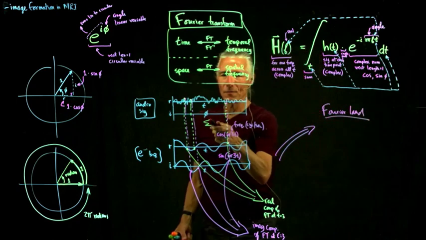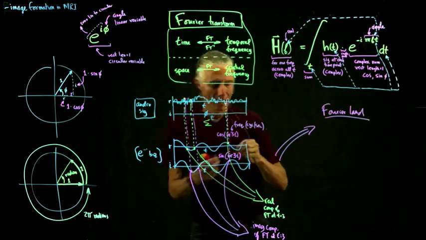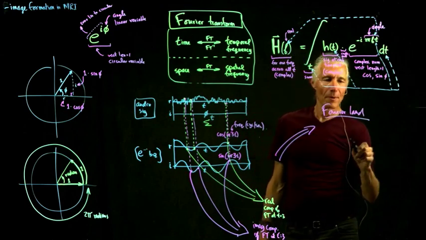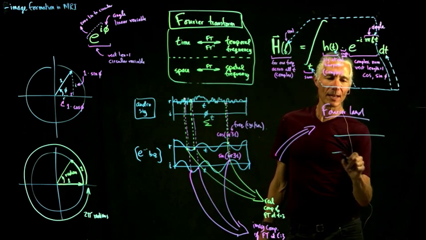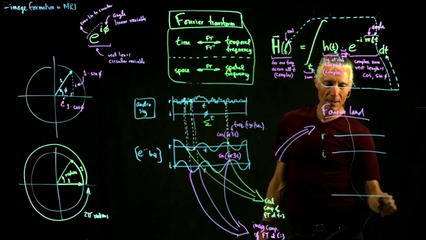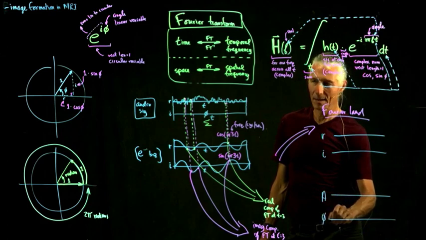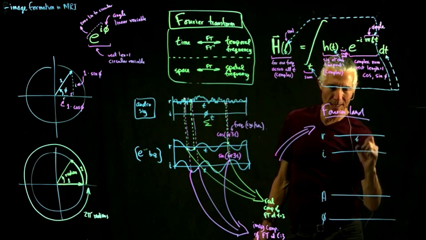It's now got frequency instead of time. So this was all time. And so Fourier land pretty much has frequency. And we can have sort of real and imaginary frequency, or more conveniently, we can have amplitude and phase frequency. So this is frequency in all cases.